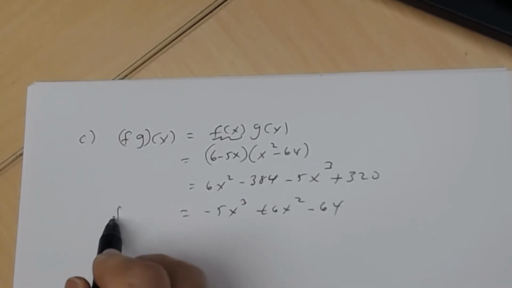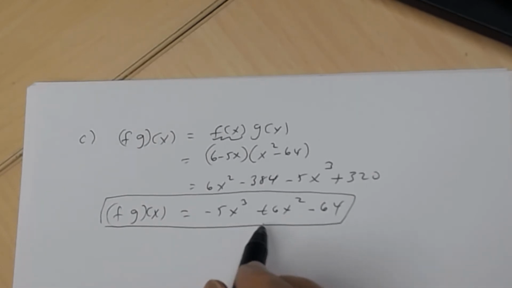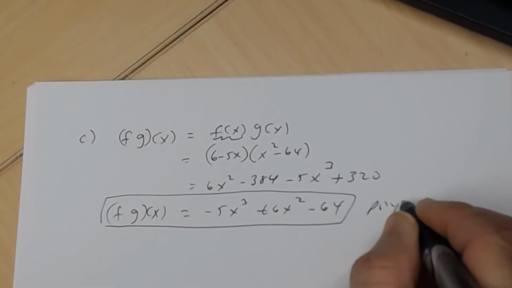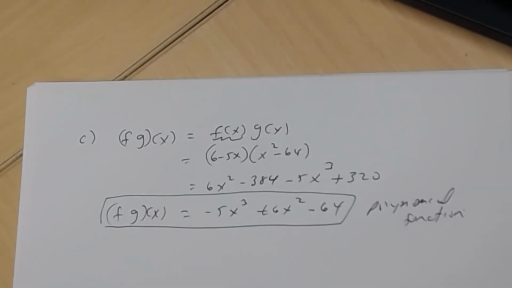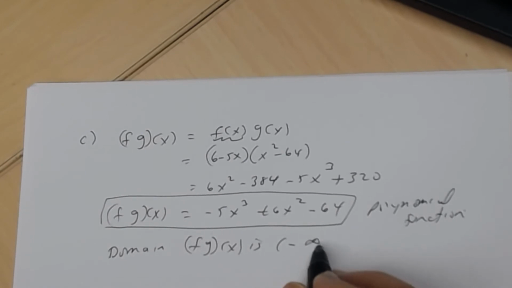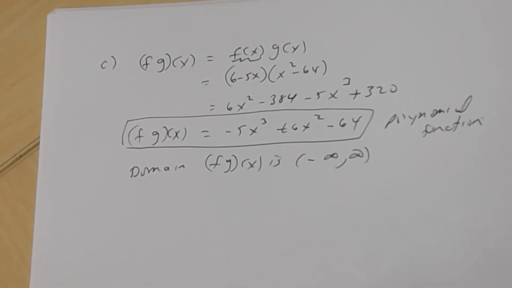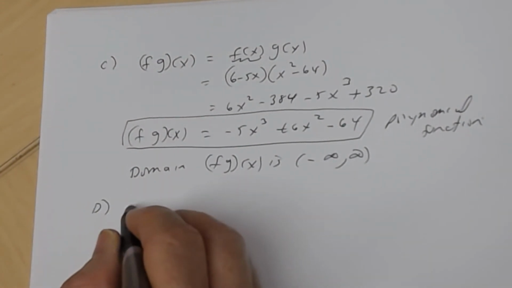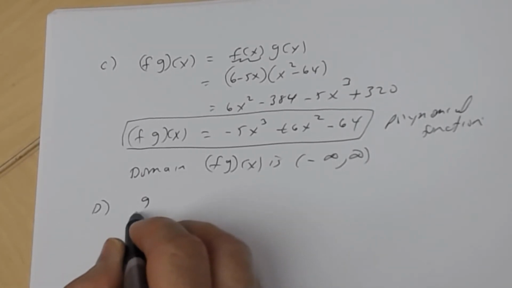So f times g at x is equal to this. Now, what kind of function is this? Polynomial. That's a polynomial function. And what's the domain of a polynomial function? So the domain of this, f times g at x, is all real numbers. Okay? All right, D. Suppose in part D, I want to find, let's do g divided by f first.